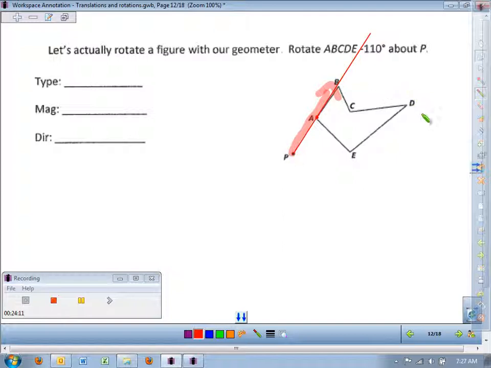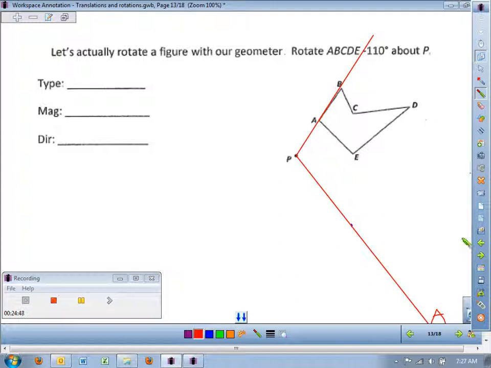Now, you should be able to find 110 on your protractor, which is down here somewhere, and the numbers are backwards. Put a little tick mark wherever 110 degrees is. Find the 110, and it should be somewhere down here. Put that tick mark. Once you've got the tick mark, take your straight edge and connect a line from P through there, to where it'll end up looking just like that.